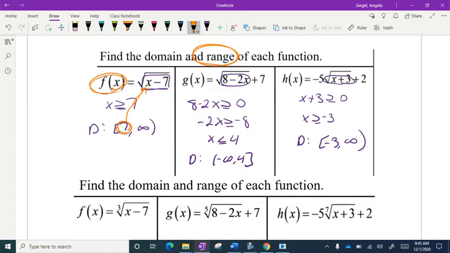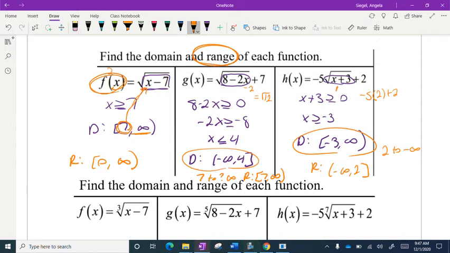So my range goes from 0, and let's plug in another number. Let's plug in 8 or 9 or 10 or something like that. Let's do 11 because we're going higher. So 11 minus 7 is 4. The square root of 4 is 2. So do you see, we keep getting bigger and bigger and bigger. So it's going to be positive infinity for my range. So see if you can take that thought process and do these two here.